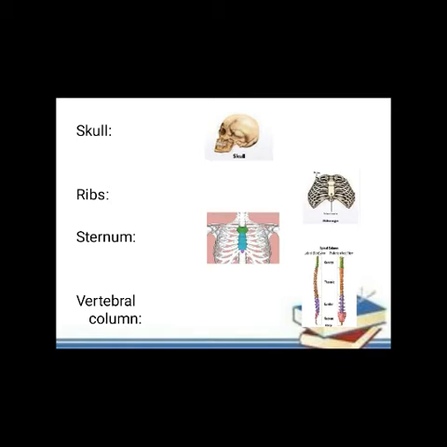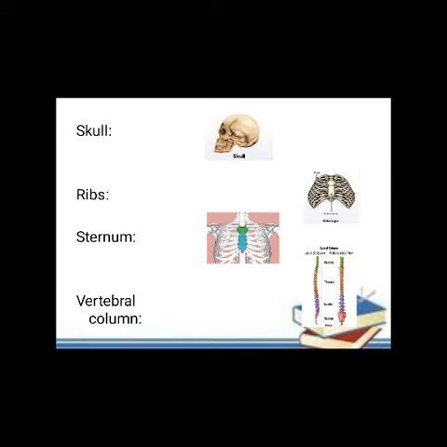Then ribs, it has 24 bones. It will be present in the chest part. To the back, it will be connected to the backbone, and in the front, it is connected to the sternum. They are thin curved bones which help in the protection of lungs and heart. Then sternum, it will be present in the middle of the chest, which is a flat dagger shaped bone. It along with ribs helps in the protection of lungs and heart.